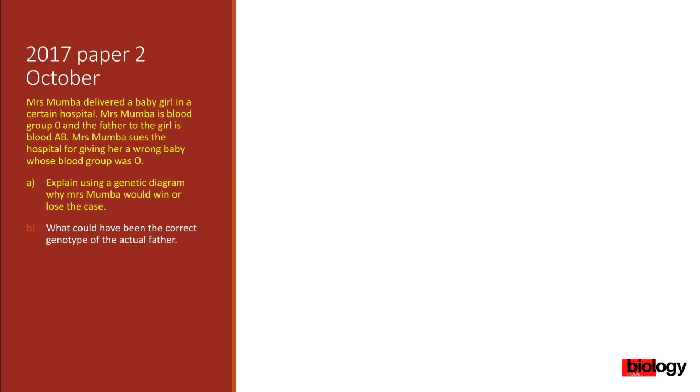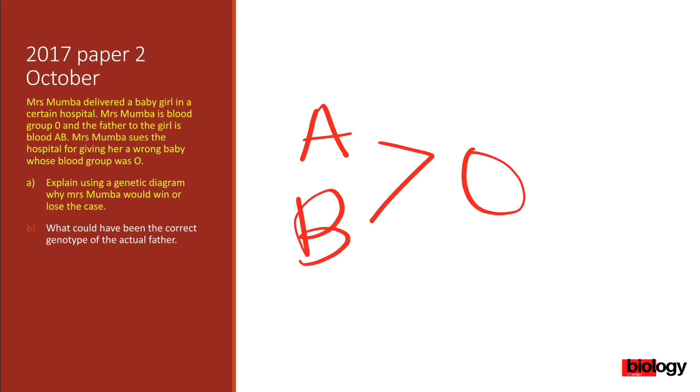Now, what you need to know about blood groups is that there are 4 blood groups. We've got blood group A, blood group B, blood group O, and blood group AB. Now, blood group A and blood group B are dominant over blood group O. Blood group O is recessive when it is in the presence of blood group A and blood group B. We need to know that.